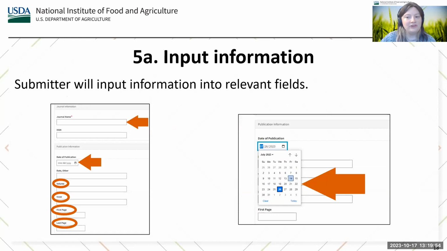This is a continuation of step 5 with expanded screenshots. The submitter will input information into relevant fields. Pictured here is journal name, ISSN, date of publication with a close-up of the calendar widget to select the date. Then we have volume, issue, and first and last page.